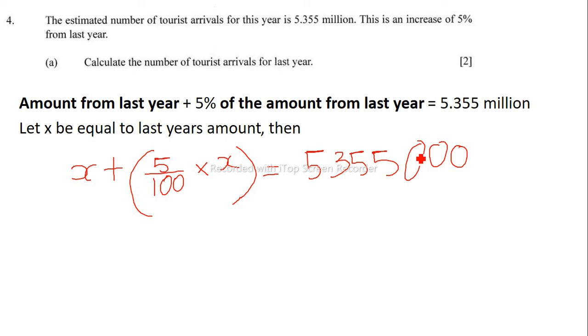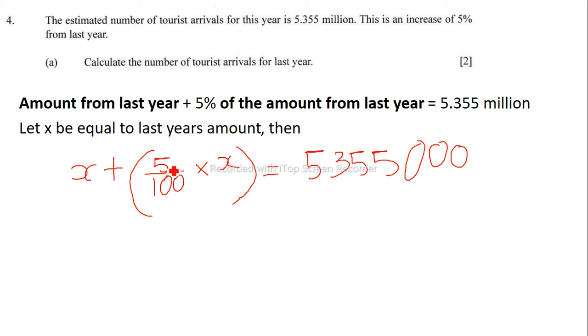Okay. So what we're saying is that if you take last year's amount and add it to 5% of last year's amount, then you're going to get 5,355,000. At least that's how this is reading. It says the estimated number of tourist arrivals for this year is 5.35 million. This is an increase of 5% from last year. So if we increase by 5%, then we would get the new total. Okay, so let's multiply that.